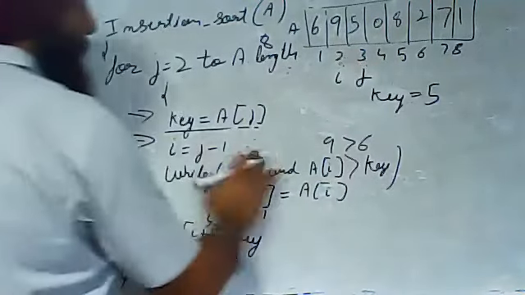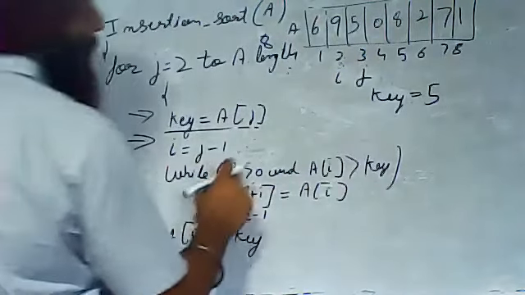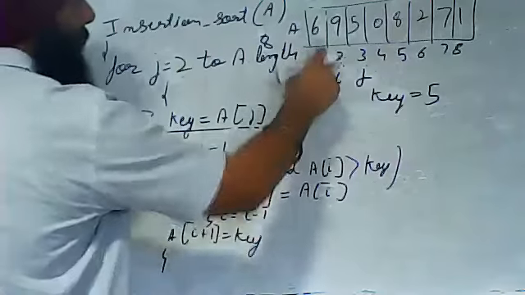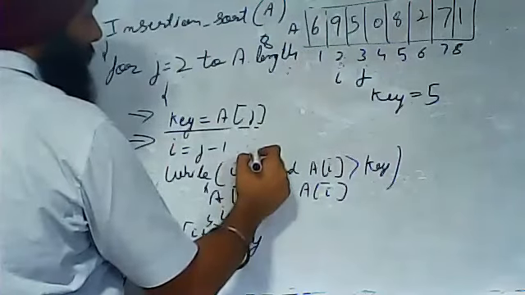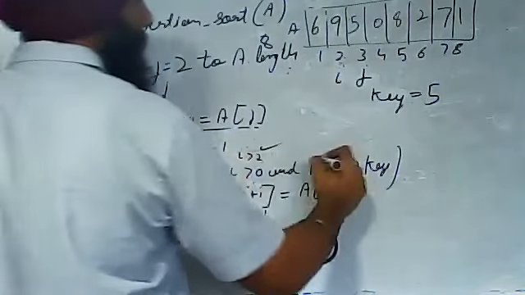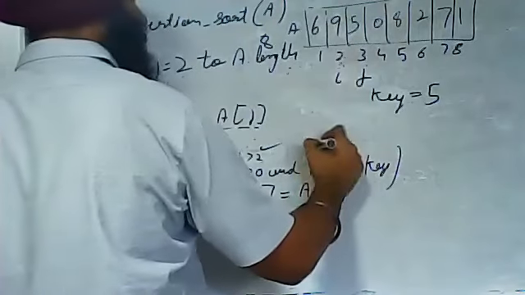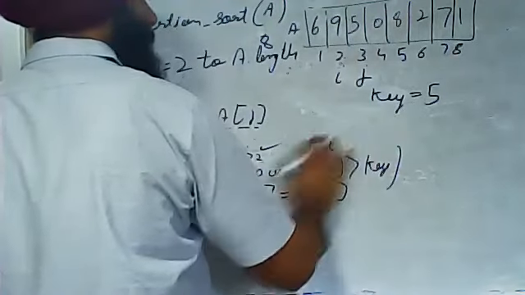Okay. And in the next step, in the while loop, it will check whether i's value is greater than 0. That is greater than 0 because I is 2. That is true. And the second condition is a of I. A of I is 9.